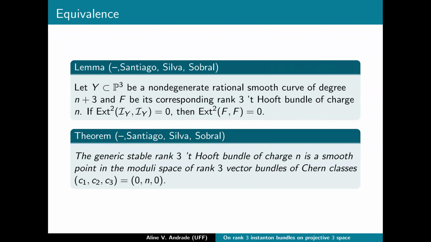The following result that we have is that the generic stable rank 3 't Hooft bundle of charge n is a smooth point in the moduli space of rank 3 vector bundles of Chern classes c1, c2, c3 equal to 0, n, 0.